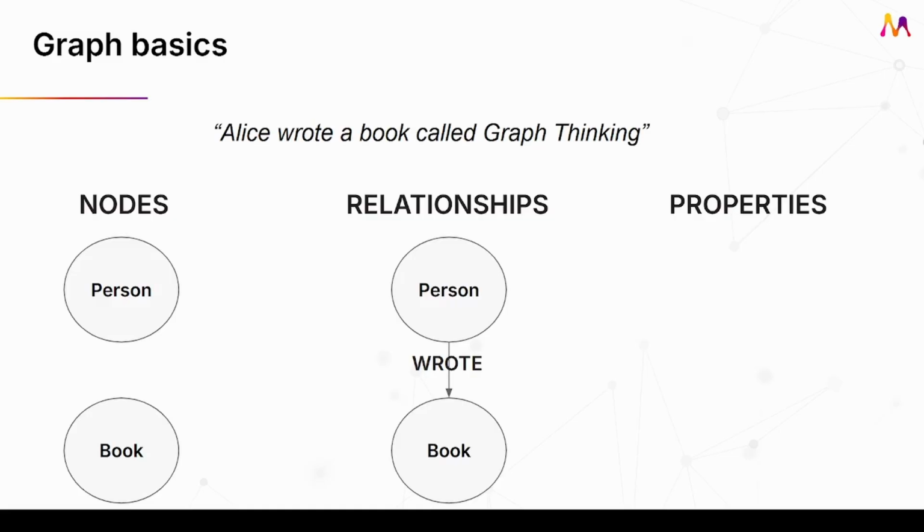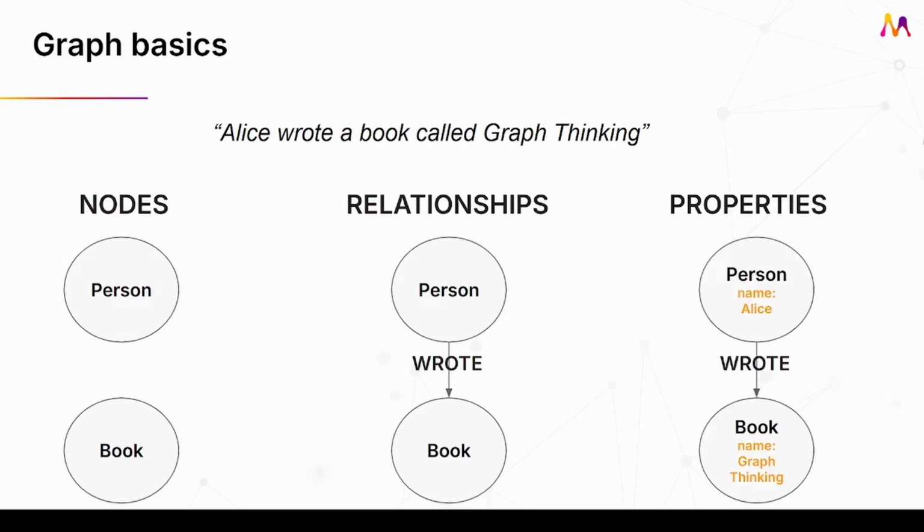But you may wonder, okay, but how do I know that this person is Alice, and how do I know which book she wrote? That's where properties come in handy. Properties give us all of the details behind our sentence and behind our graph. So if we provide a property name for either person or a book, we can put all the details within the properties. So we can say that this person is called Alice and the book she wrote is called Graph Thinking. Simple, right? That is a working knowledge graph.